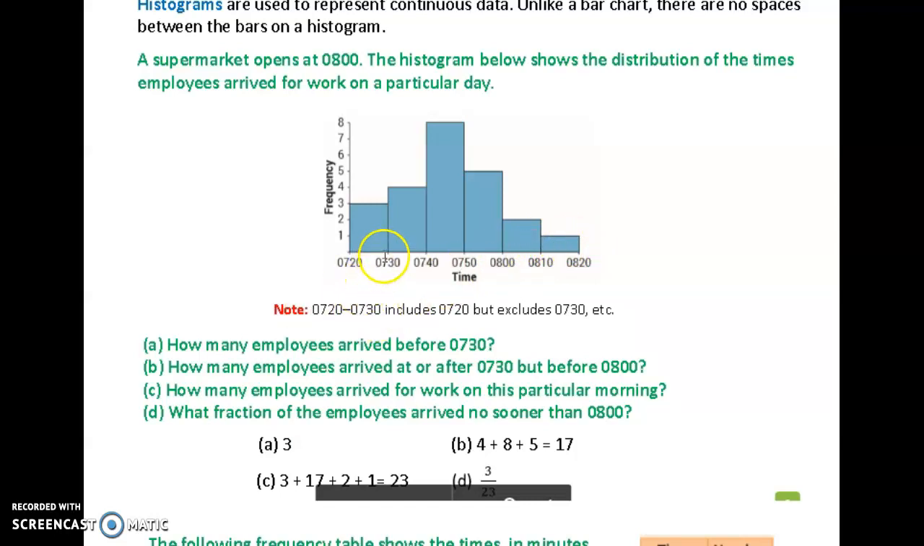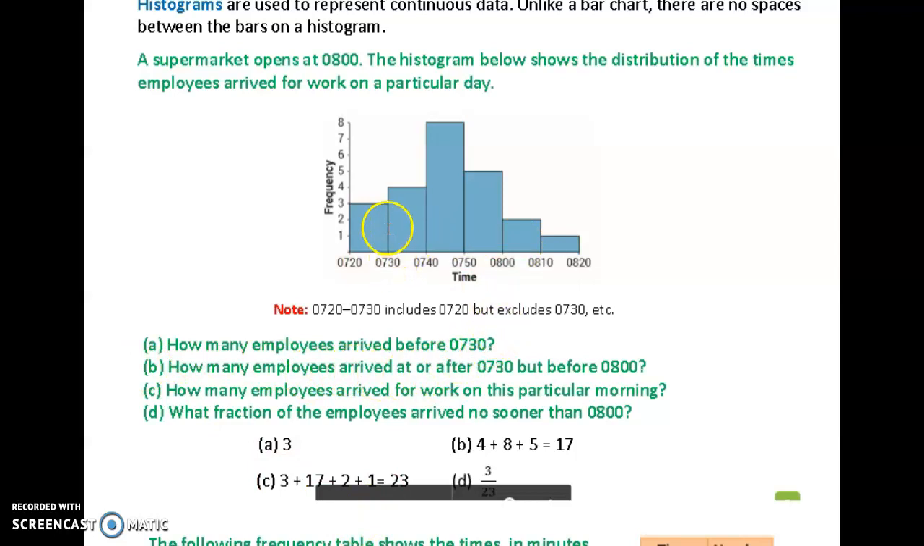Now, if it's exactly 7:30, it's in the second bar. If it's 7:29, it's in the first bar. The second bar goes from 7:30 to 7:39, and the next bar starts at 7:40 to 7:49, then 7:50 to 7:59, then 8 to 8:09, and then 8:10 to 8:19.